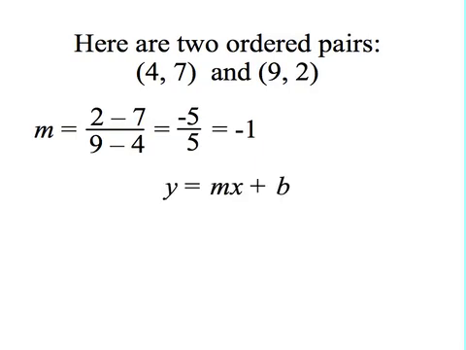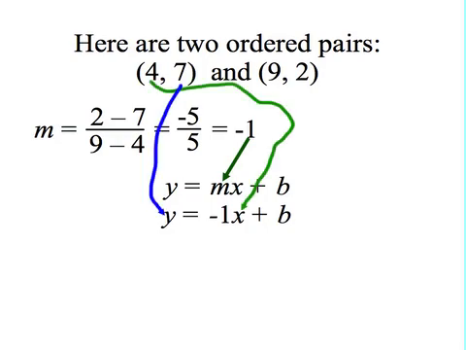And then we're going to remind ourselves that slope-intercept form is y equals mx plus b, and we're going to substitute the -1 in for m. Now we need to find the y-intercept. Well, in previous lessons, we found the y-intercept by examining the line that was graphed, but we don't have a graph of this line, so we're going to use another method.